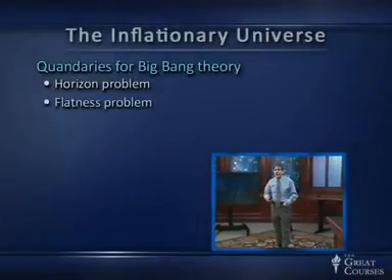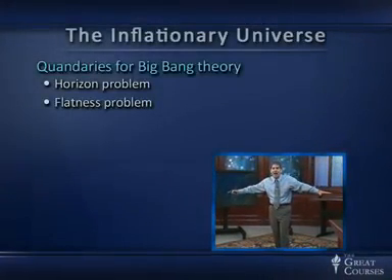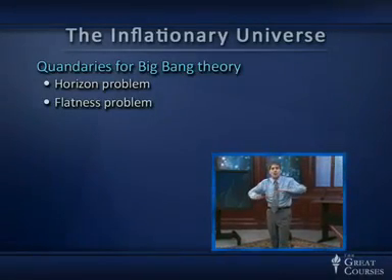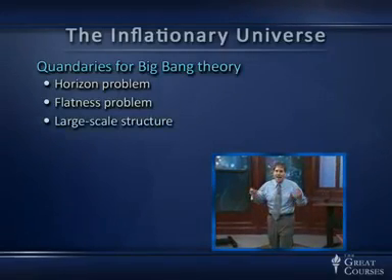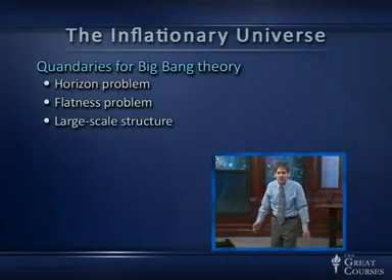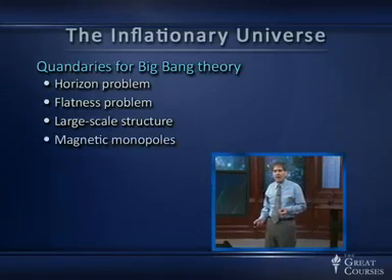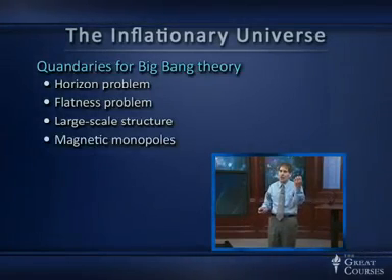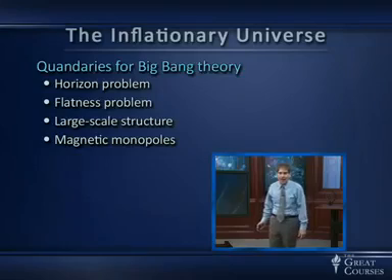It also solves the flatness problem. We believe the universe is overall geometrically flat. General relativity tells us it's curved locally near massive objects, but overall it appears to be flat. It has large-scale structure, galaxies and clusters of galaxies and clusters of galaxies. Where did that come from? And finally, we don't see any magnetic monopoles, and yet there are theories that suggest there should be magnetic monopoles, those magnetic analogs of electric charges. How does inflation take care of all that?